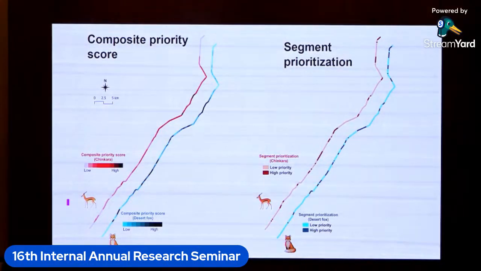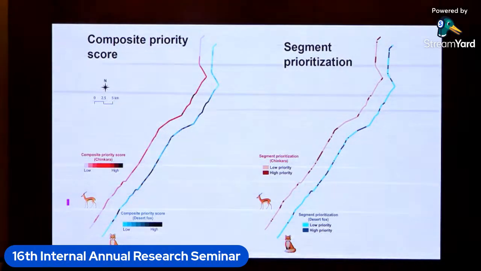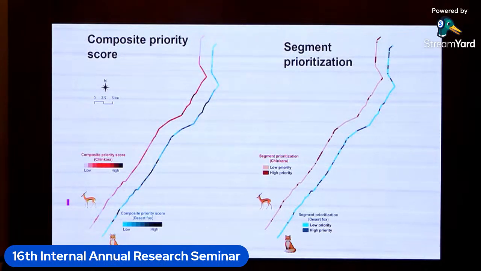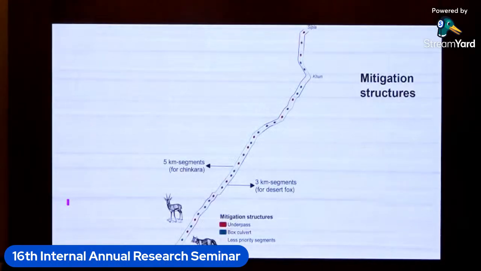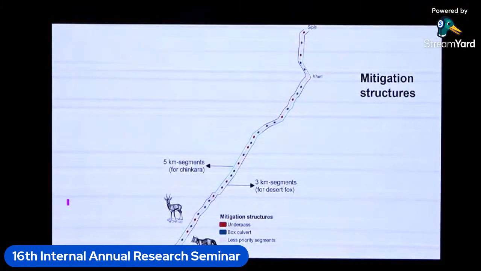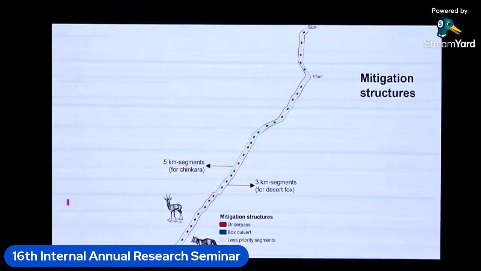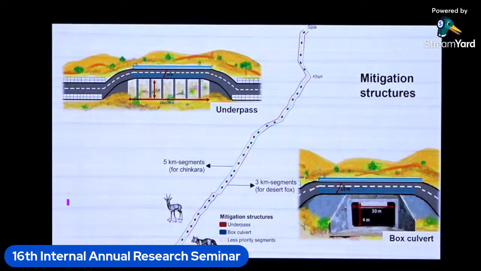Further, we identified the top 10 percentile priority scores for segment prioritization. As I mentioned, in every 5 and 3 kilometer segment we identified the underpass and box culvert locations. These are the locations of underpasses and box culverts, where the left lines show the 5 kilometer segments and the right lines show the 3 kilometer segments. These are the basic structures of underpasses and box culverts we suggested.